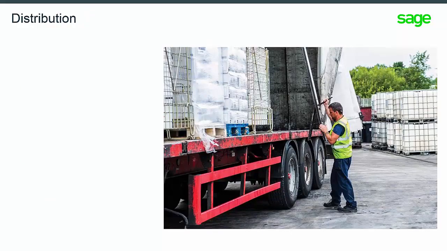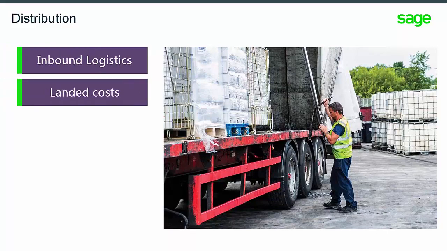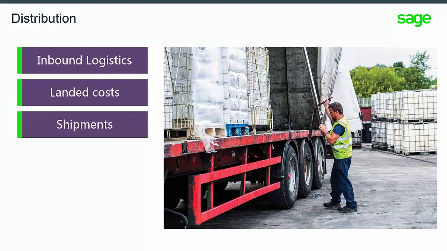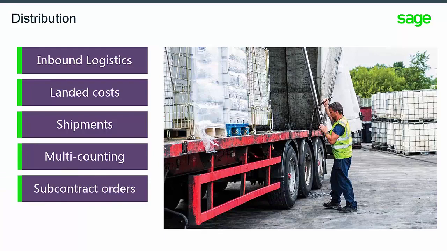There are also many improvements that have been made in distribution, including inbound logistics, many improvements in landed costs such as capacity management, shipment closing, tracking documents, and user step tracking. For shipments, there are improvements with product costs and complementary invoices. You can now also perform inventory multi-counting. Subcontract order enhancements include external orders update with traceability and a new design of subcontract orders inquiry.